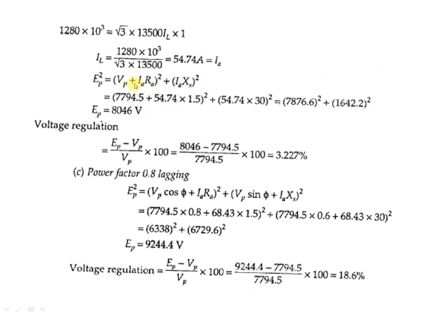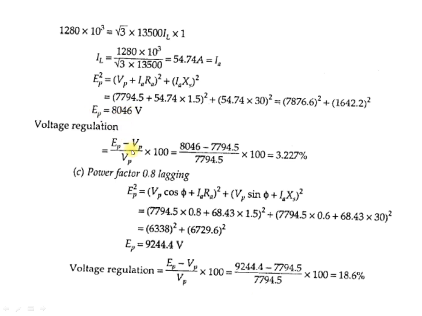So we can put those values whichever we have seen for the previous case 2, that is VP is equal to 7794.5. The IA value which is found out for this particular power factor which is going to be 54.74 into RA value will be 1.5 and XS value will be 30. So if you substitute those values, we will be getting EP value as 8046 volts.